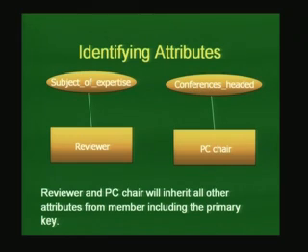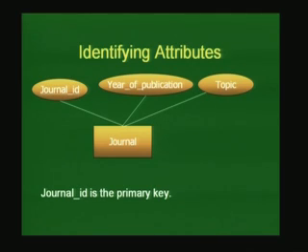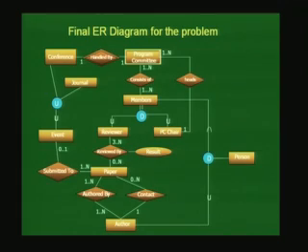And several other reviewers and PC chairs. So a reviewer would have something called a subject of expertise, and PC chair would have something called conference headed and so on, which can be attributes of those respective entities. And journal again, so journal ID, year of publication, topic, where I can always have a journal ID as the primary key.